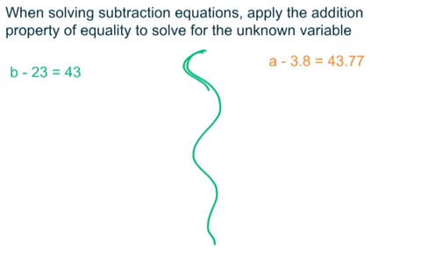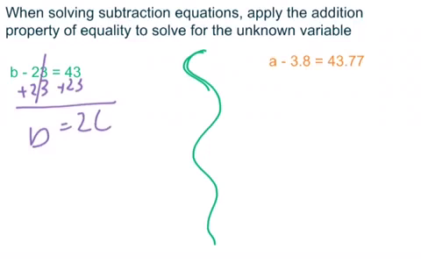Okay? When solving subtraction equations, apply the addition property of equality to solve for the unknown variable. So we have b minus 23 equals 43. So we apply the addition property of equality on both sides. We're going to add 23. Again, we're going to add 23 because it is on the same side as the variable. You want to get that variable solo. Crosses these out. So then b is going to equal 23 plus 43, which is 66.